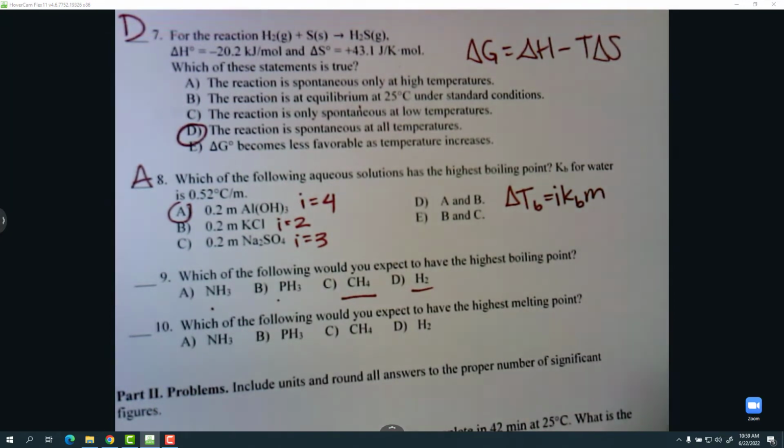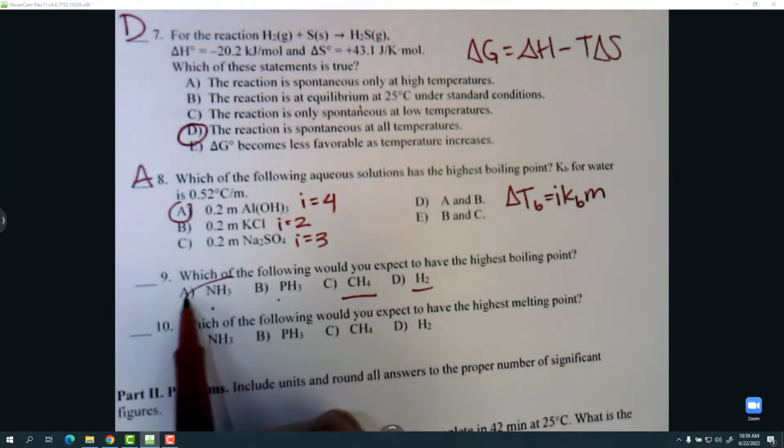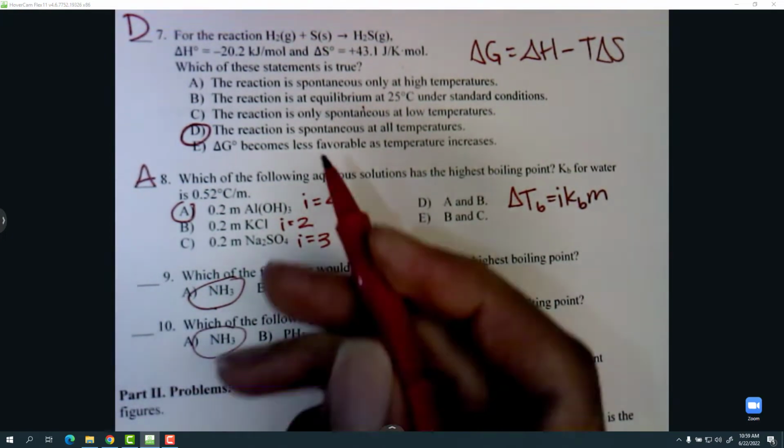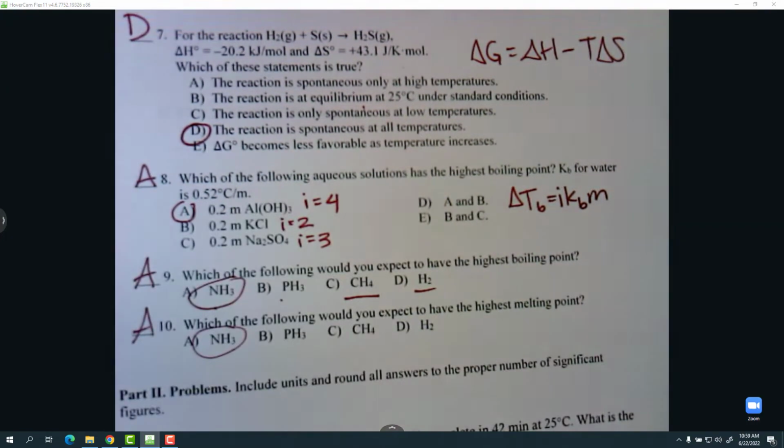These guys, I could put a little bit more work into figuring out if they're polar or not, but maybe I noticed something special about NH3 here, which is that it has hydrogen bonding. And so it would be the highest. It would have the highest boiling point and it would have the highest melting point. Right? Those are both things that are affected by intermolecular forces.